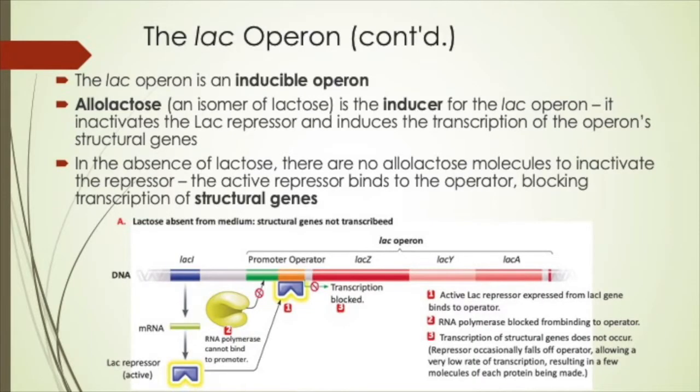Right? So if allolactose comes in, it's going to unhinge that repressor and take it out. But in the absence of lactose, there are no allolactose molecules to inactivate the repressor. The active repressor binds to the operator, blocking the transcription of structural genes. So in A down here, you can see the transcription is blocked, right?